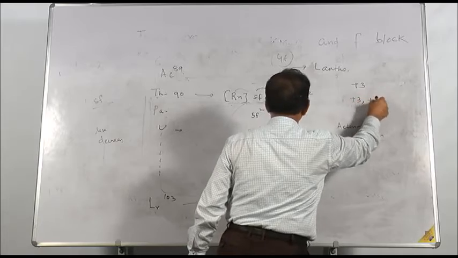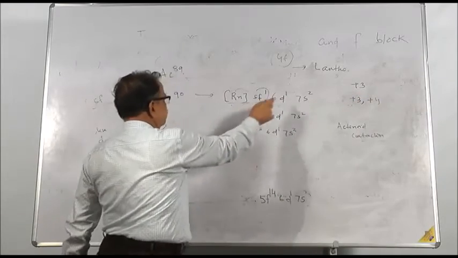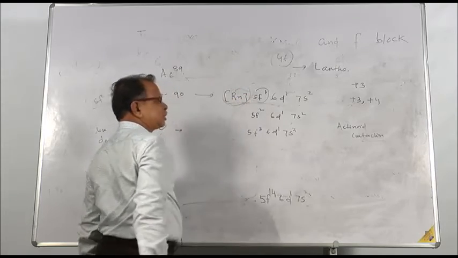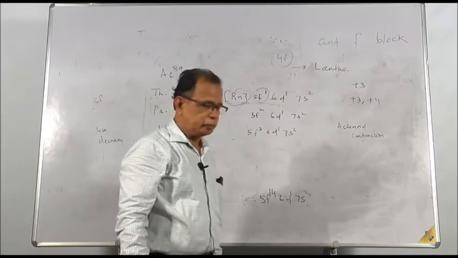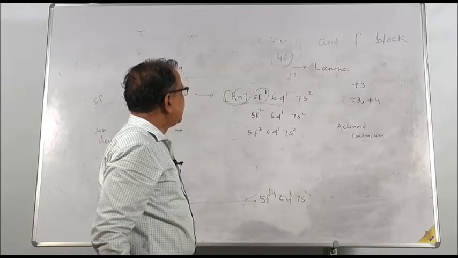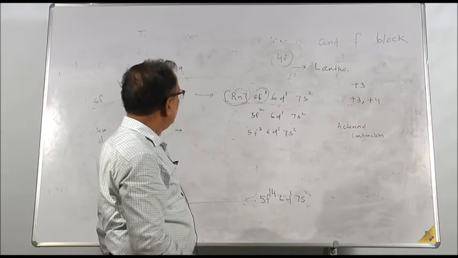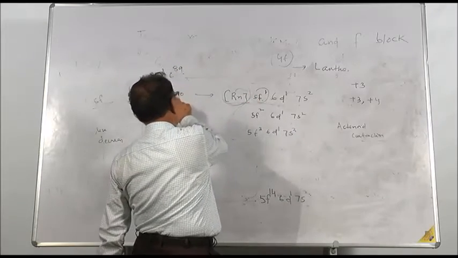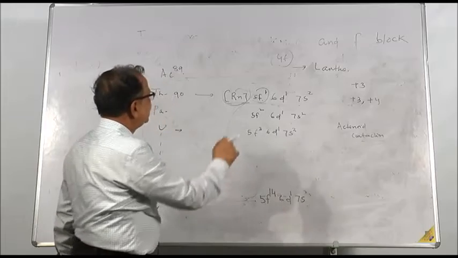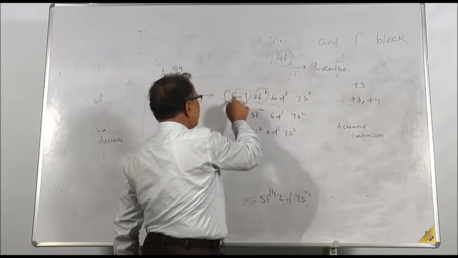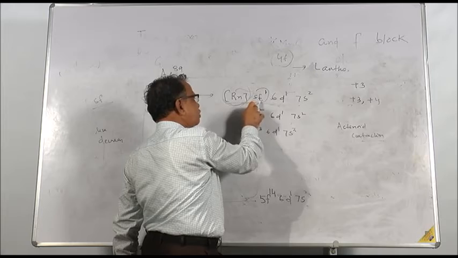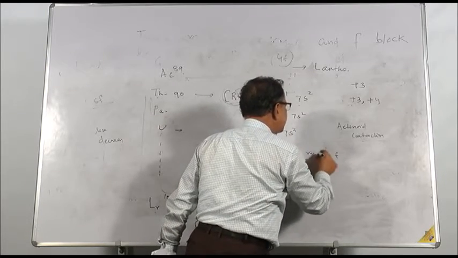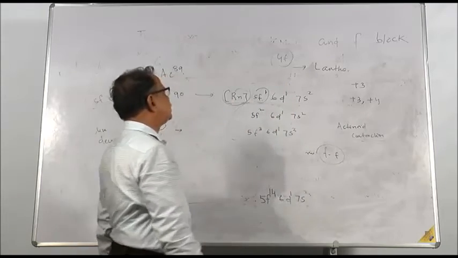Why +3 and +4? Because if we remove 2, 1, 1 electrons, it will attain the configuration of radon, which is the stable electronic configuration, so it exhibits the +4 state. The question arises whether thorium +4 is colored or colorless. If we remove these 4 electrons, there are no unpaired electrons, so there is no f-f transition, hence it is colorless.